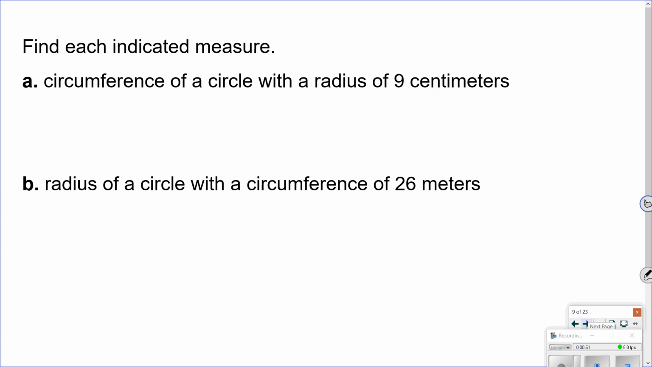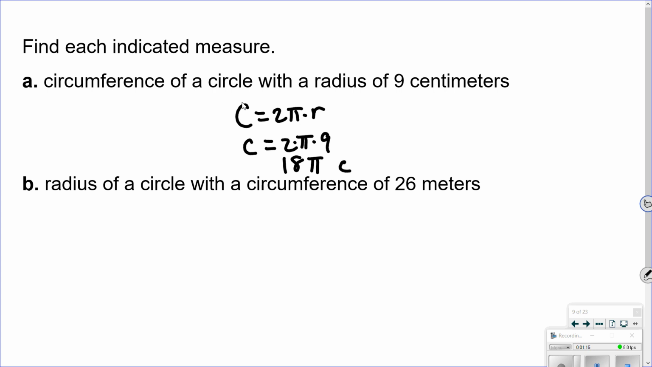It says find the circumference of a circle with a radius of 9 centimeters. So circumference equals 2 pi times the radius, so circumference would equal 2 pi times 9. I can multiply the 2 and the 9 together. It does give us a unit of measure, centimeters. So 18 pi centimeters.